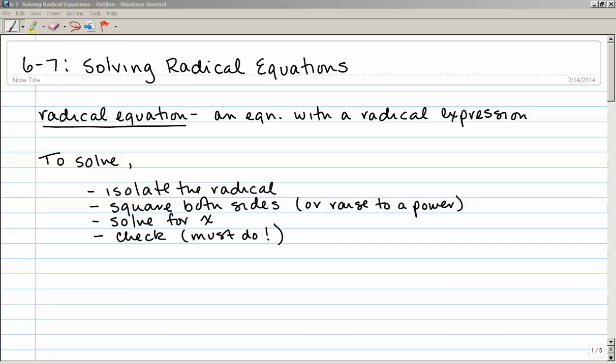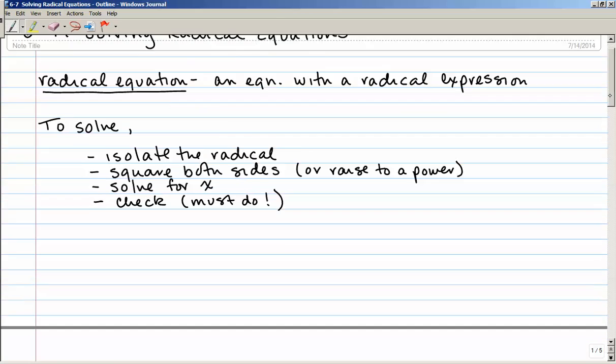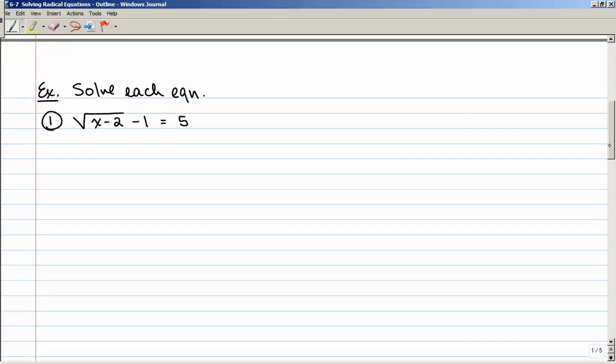So to solve, there's a couple of simple steps. You want to isolate the radical if possible. In other words, get the radical all by itself on one side of the equal sign. Square both sides of the equation, or if it's not a square root, then raise it to a power so that you basically get rid of the rational exponent or the radical sign. Solve for x, and you must check, because sometimes when you square both sides or raise both sides to a power, you can get extraneous solutions, values that don't work. So I know we hate checking, but you're going to have to in this case. So let's take a look at several examples here.